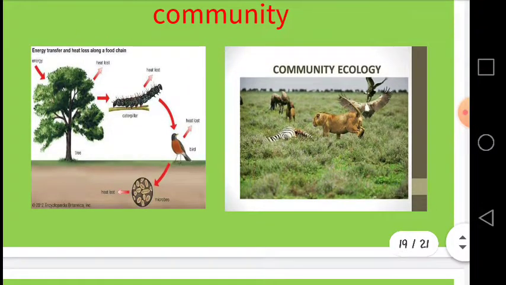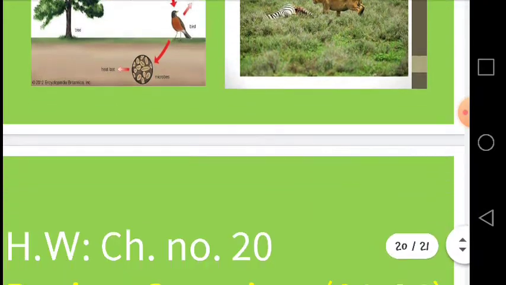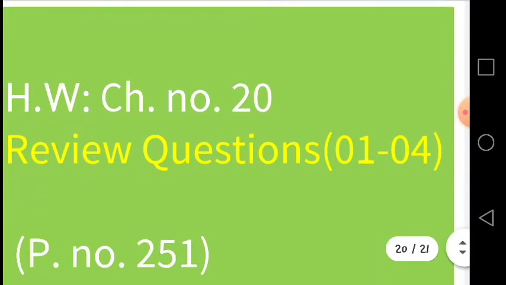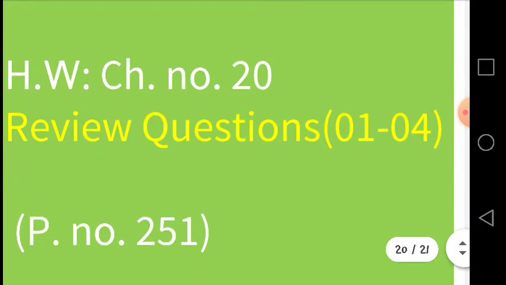This is all about your chapter 20, that is ecology. I have selected some questions from the review questions, question number 1 to 4 from chapter 20, and these questions are present on page number 251. You have to do them in your homework notebooks and send them to your respective groups.